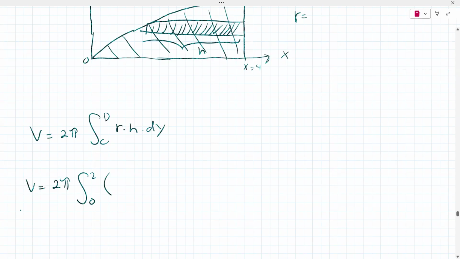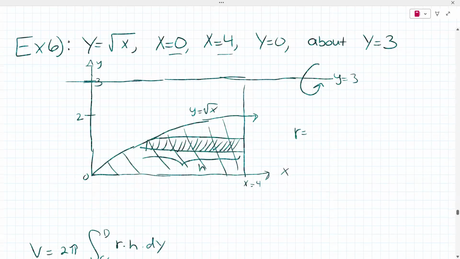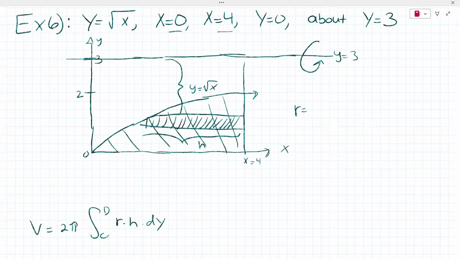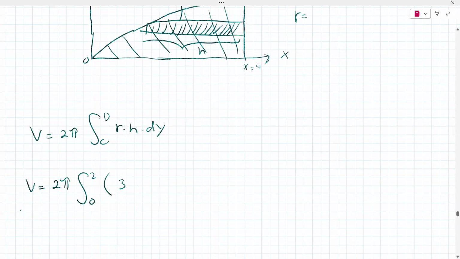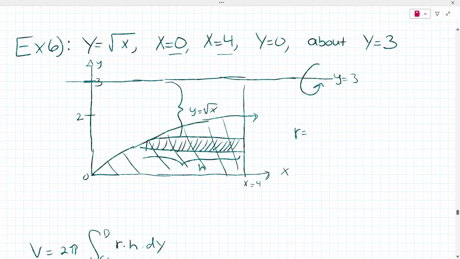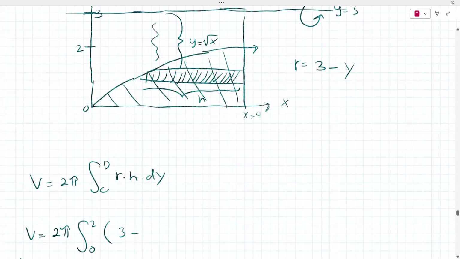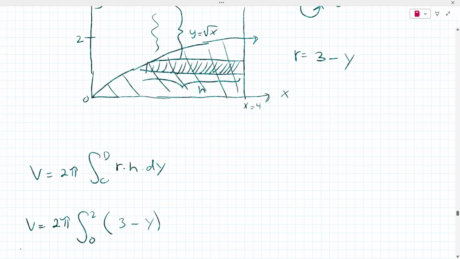And then it's going to be the radius. What's our radius? It would be this distance. So that would be 3 minus, so remember radius is always positive, so I use positive 3. So radius is 3 minus this unknown value, which is y, right? Because we have to be in terms of y. So it's 3 minus y.